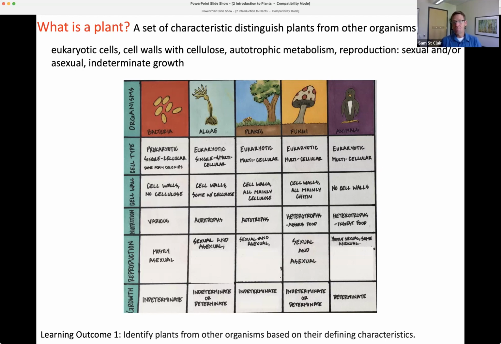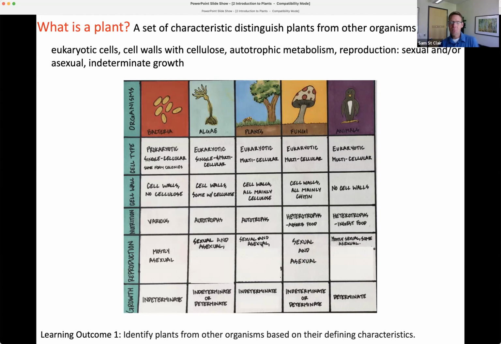Plants have cell walls made out of cellulose, and this distinguishes them from several of the other types of organisms. Bacteria and fungi actually have cell walls, but their cell walls are made out of chitin, not cellulose. And then animals don't have cell walls. Plants are photosynthetic. They're autotrophs, which means they can take the energy from sunlight and water and nutrients and produce energy-rich sugars to build their cells, tissues, and organs, and as an energy source. In contrast, fungi and animals are heterotrophic.